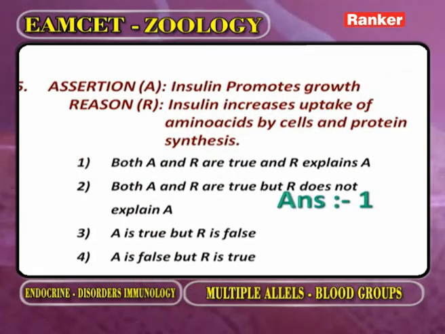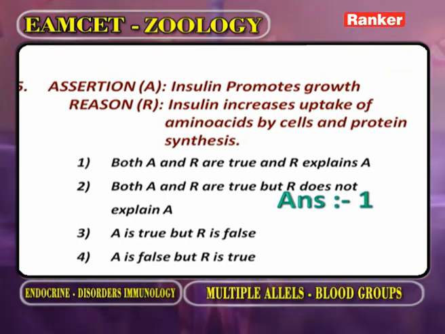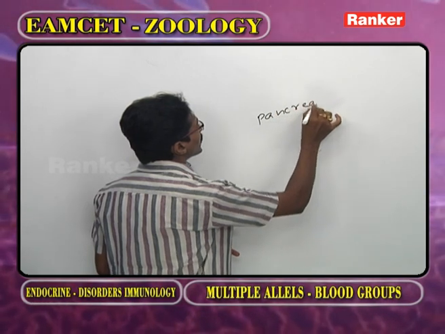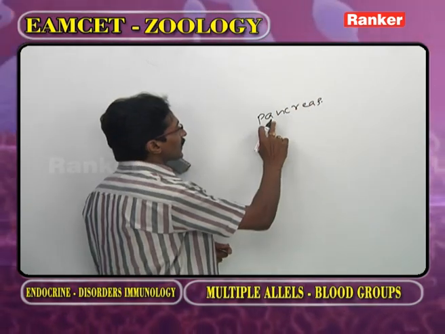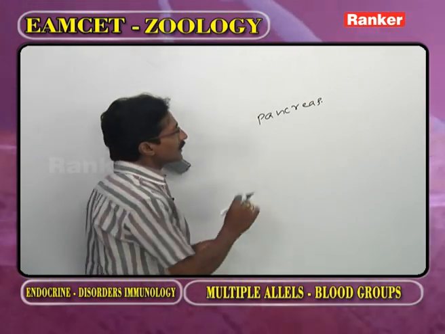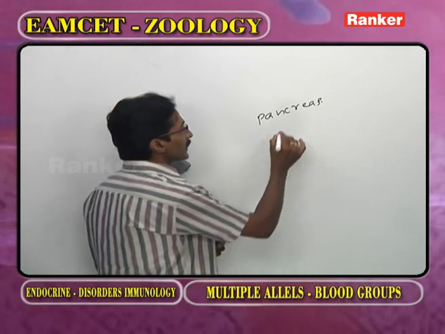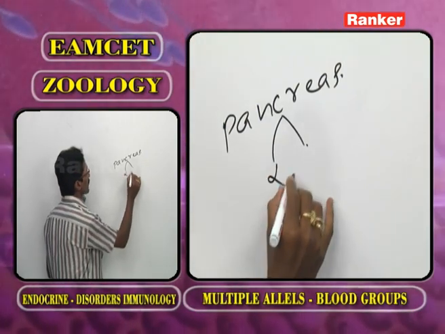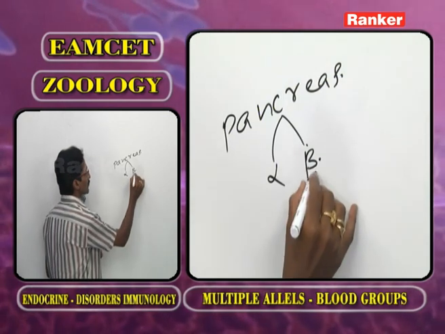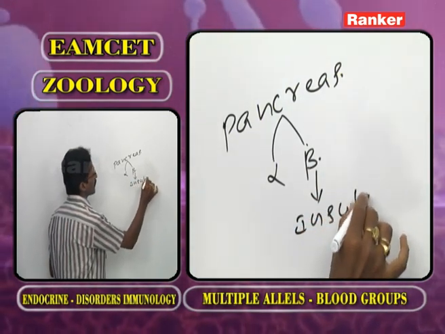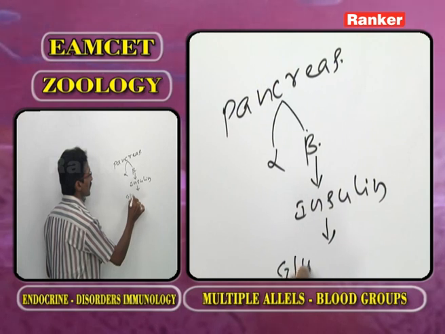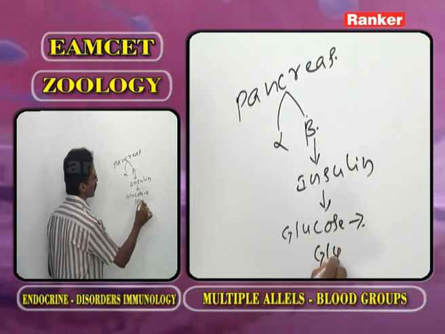Assertion: insulin promotes the growth. Now as we observe the insulin hormone in our body, the endocrine gland that we call the pancreas. No doubt the pancreas is called the mixed endocrine gland, or it is called heterocrine gland. In the pancreas, as we observe the endocrine part of pancreas, alpha cells and beta cells are present. Now the beta cells secrete the insulin hormone. What is the function of insulin hormone? The insulin converts the glucose into the glycogen.